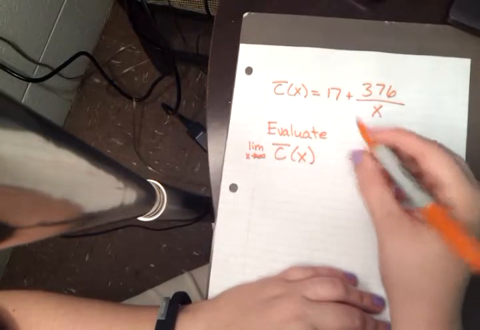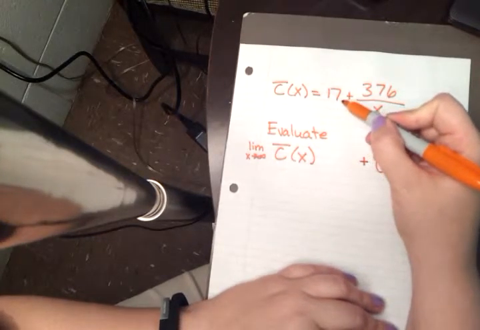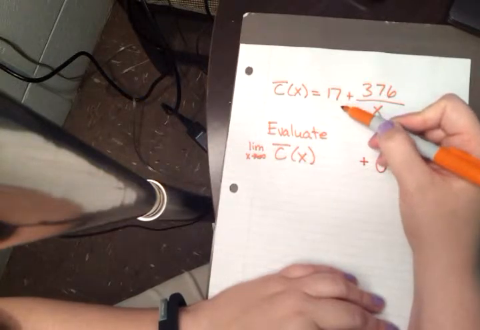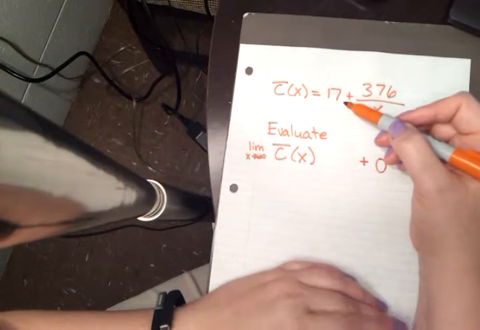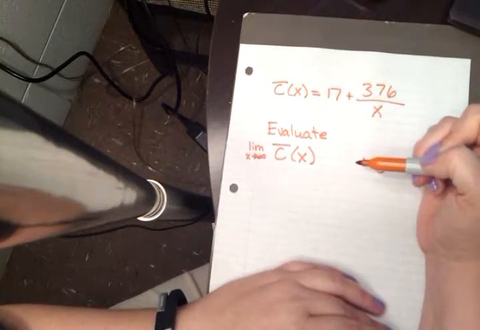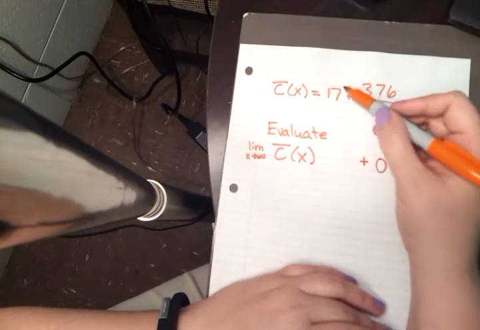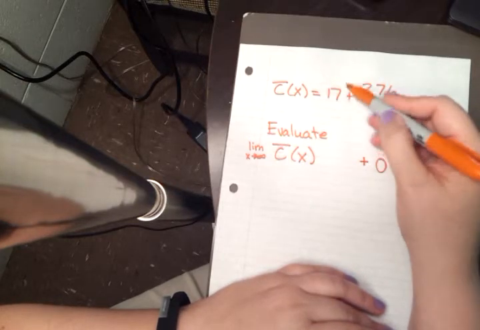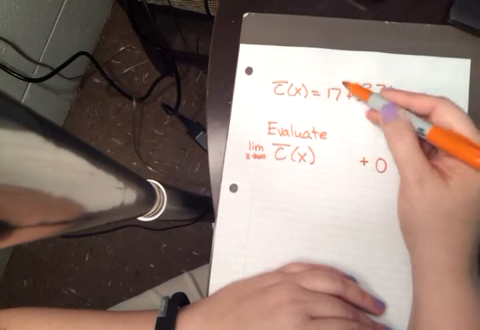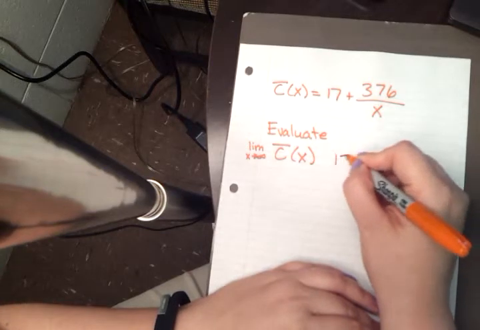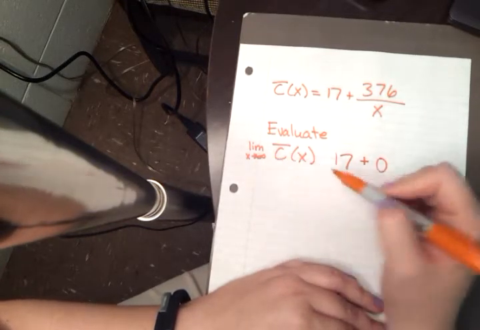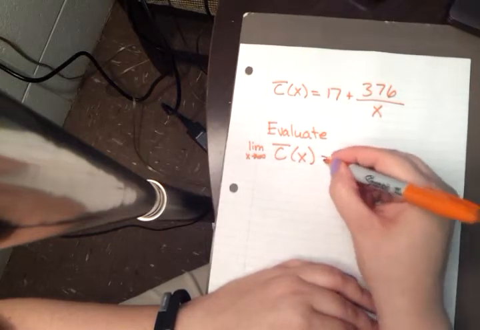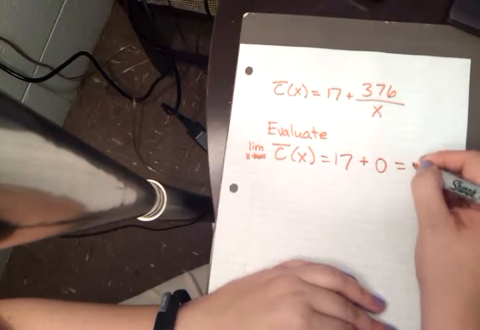But you can't forget that we've got a 17 hanging out over here. It doesn't have any x's associated with it. So whatever x is, x could be 1, that's still going to be 17. x could be a billion, that's still going to be 17, because we're not multiplying it by x, we're not adding it to x. It just stays 17, always and forever. So our limit as x goes to infinity of C bar of x equals 17 plus 0, which is just 17.